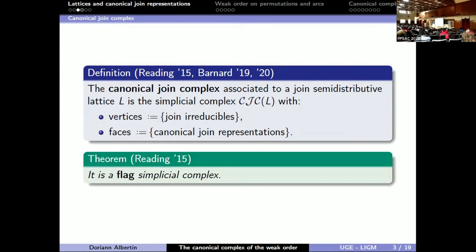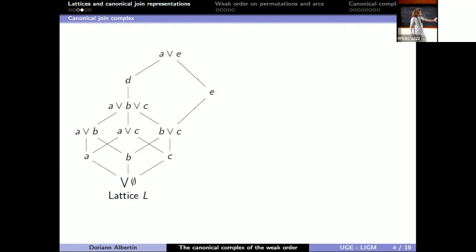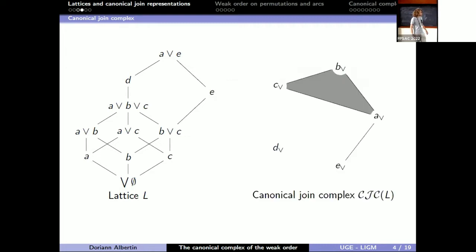So one thing that was proved about this canonical join complex is that it is a flag simplicial complex, and I'm going to explain what it is on our example again. So this is our example, still labeled with canonical join representations, and this is the corresponding canonical join complex. The definition says that since I have, for example, an A join B here, it means that in my complex, I should have an edge between A and B. The vertices are the A, B, C, D, and E join irreducible elements, and I just labeled them with a little join symbol to avoid confusion later.